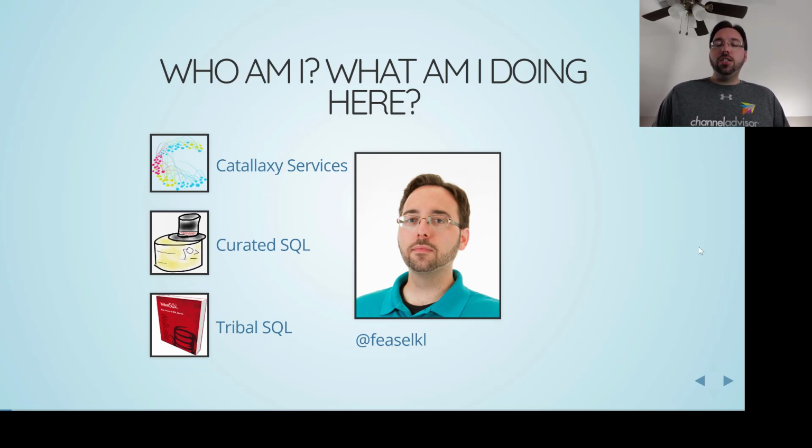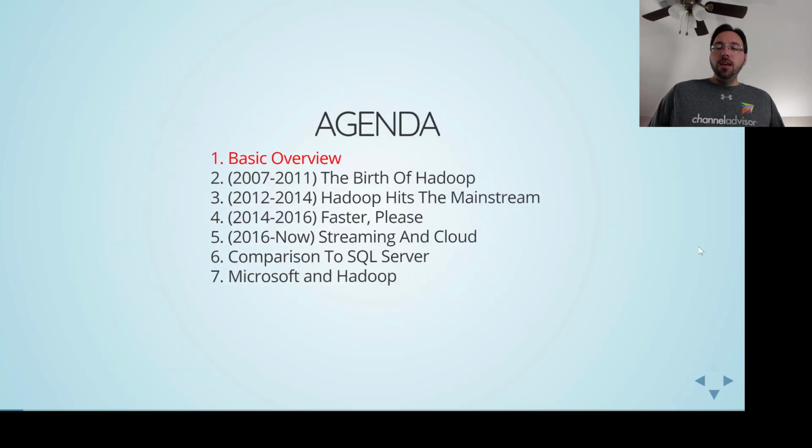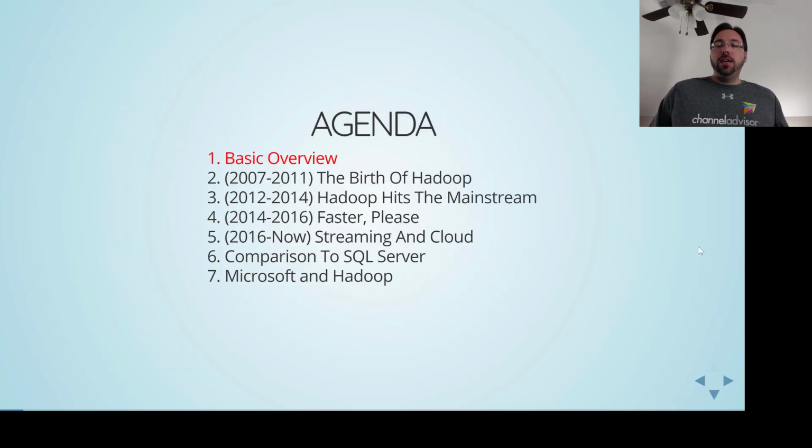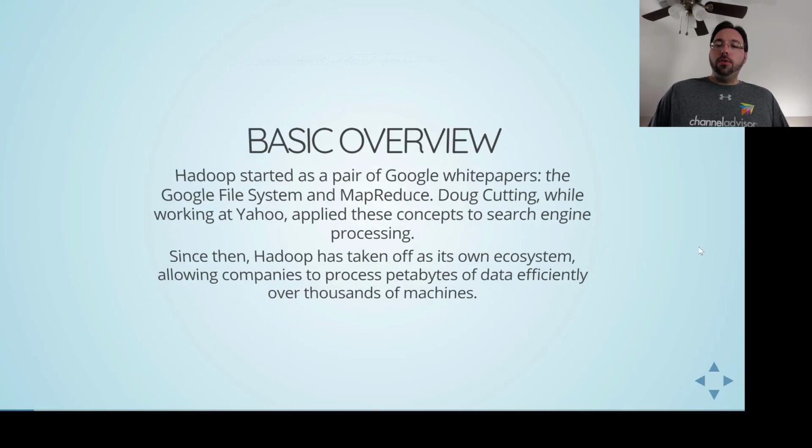The way that this will work is I'm going to start off with a basic overview of what Hadoop is, and then we're going to look at 4 historical timeframes. And during these timeframes, we'll get an idea of what the Hadoop ecosystem looked like and some of the causes for why it looked that way. So we'll start with this basic overview.